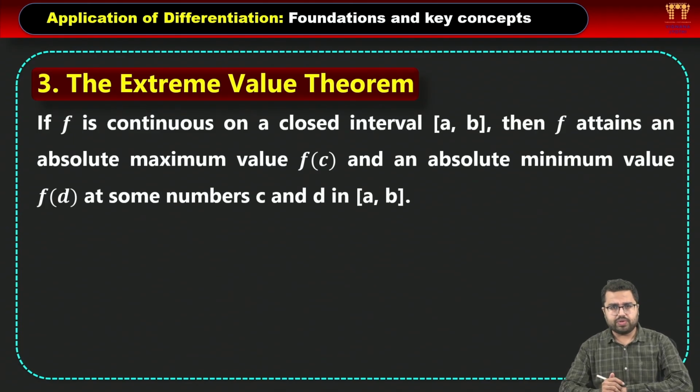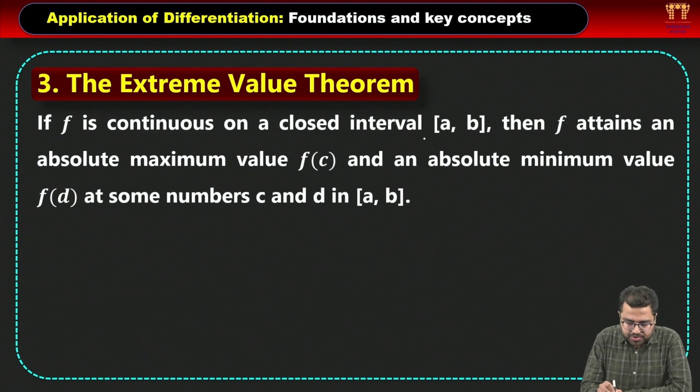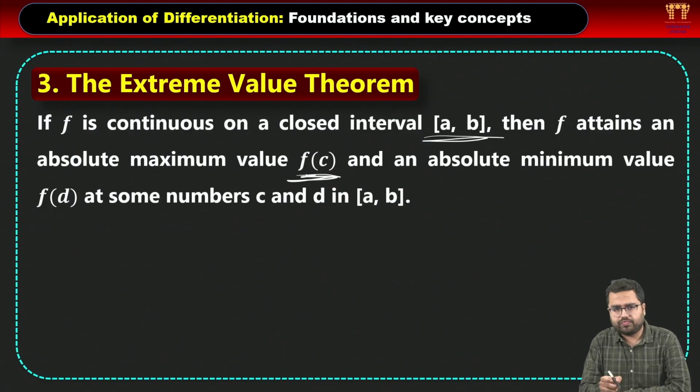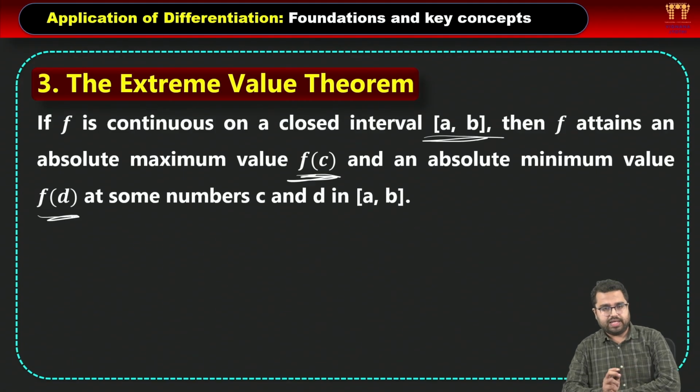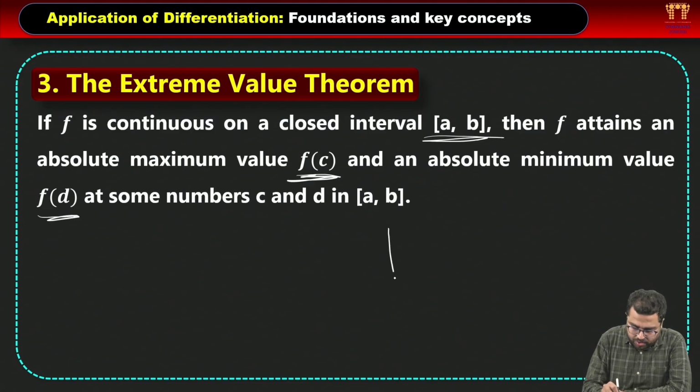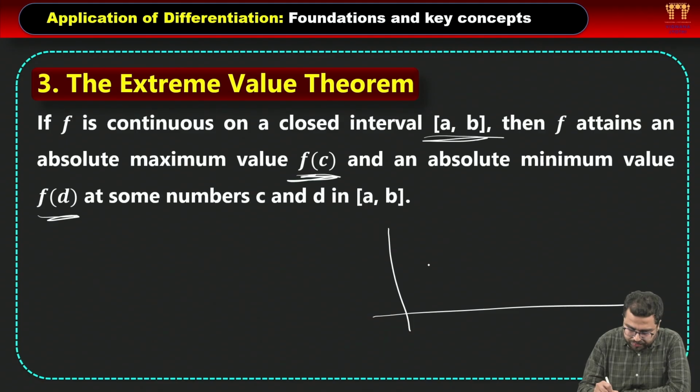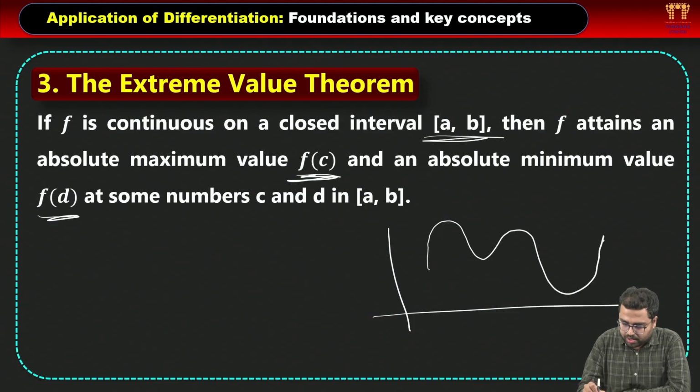So what is the extreme value theorem? If f is continuous on some closed interval [a, b], then f must attain an absolute maximum value f(c) somewhere, where c lies in [a, b], and it attains an absolute minimum f(d) at some number d in [a, b]. So let us say I have some continuous function like this. Where is the absolute maximum? You can see here is the absolute maximum.